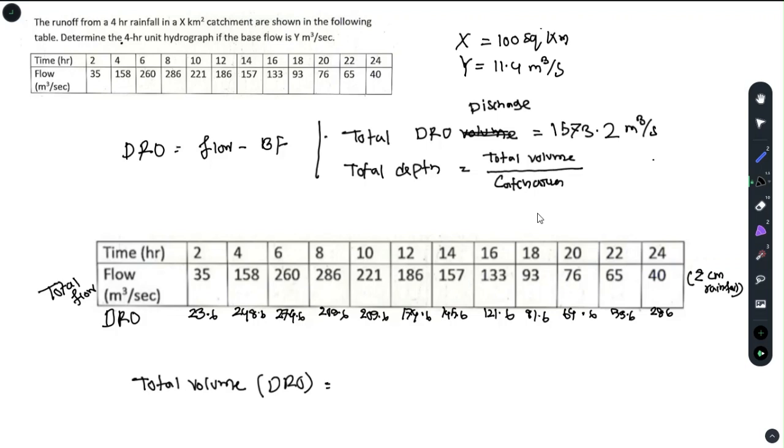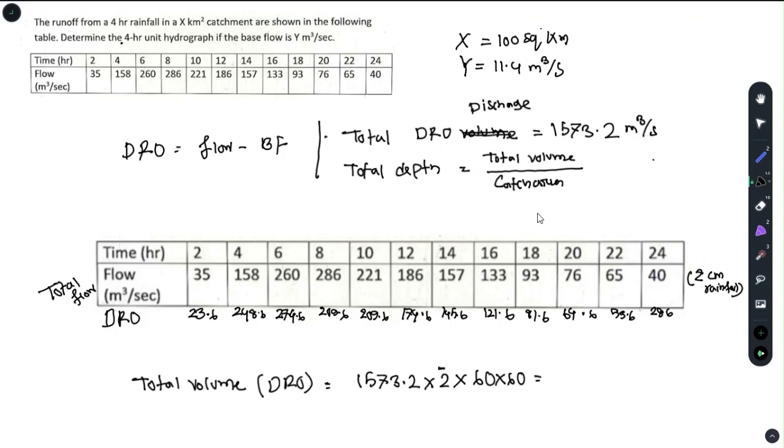Here the direct runoff volume, I can find by the discharge 1573.2. I can multiply it by the time. What is the time gap here? 2, 4, 6, 8. Each gap is 2 hours. So I can multiply it by 2. And to get it in seconds, I will multiply it by 60 and 60. One mistake many of you can make is to multiply it not by 2, but by like 24 altogether, or by 4 hour.